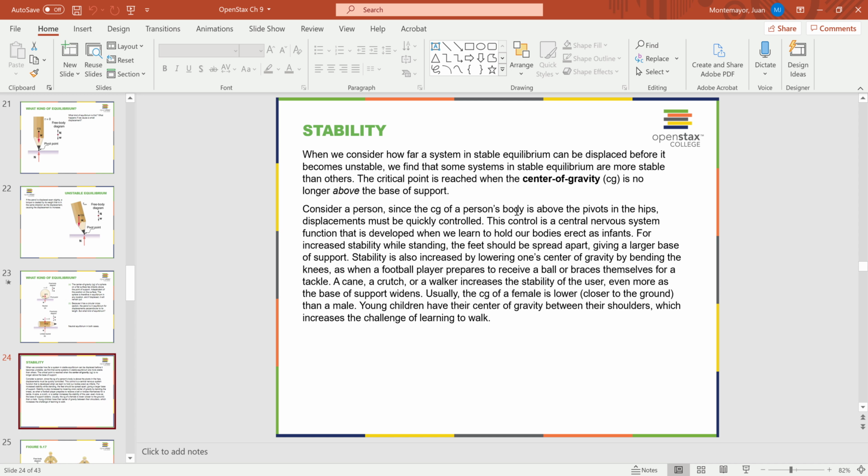Stability is also increased by lowering one's center of gravity by bending the knees, as when a football player prepares to receive a ball or braces themselves for a tackle. A cane, a crutch, or a walker increases the stability of the user even more as the base of support widens. Usually, the center of gravity of a female is lower, closer to the ground, than a male. Young children have their center of gravity between their shoulders, which increases the challenge of learning how to walk.